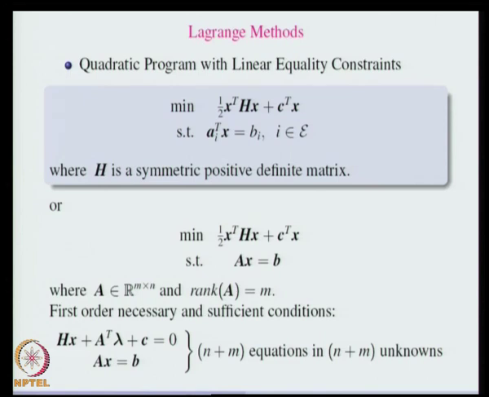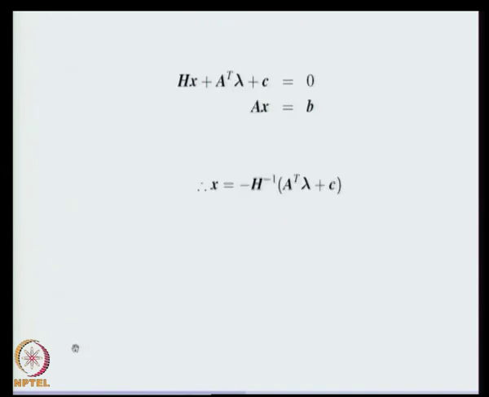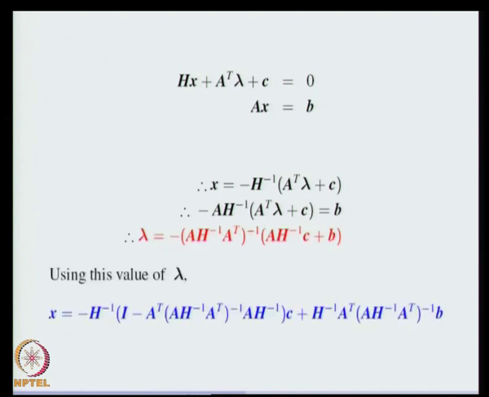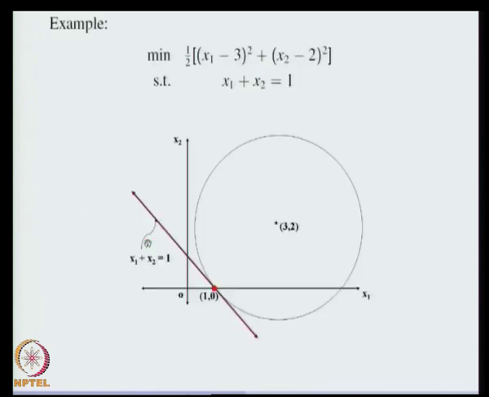If we write down the Lagrangian and set its gradient with respect to x to 0, we get the first equation Hx plus A transpose lambda equal to 0, and the feasibility of x will ensure that Ax equal to b. In this case we have n plus m equations in n plus m unknowns, and H is invertible. So, using that fact, we derived the solution for x to be this with the corresponding Lagrange multiplier lambda obtained using this formula. Now, this being an equality constraint problem, the lambdas are unrestricted in sign.